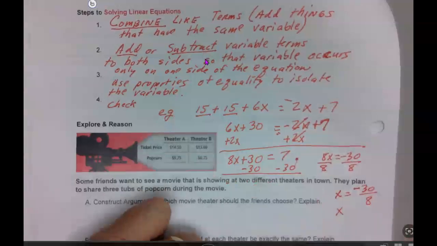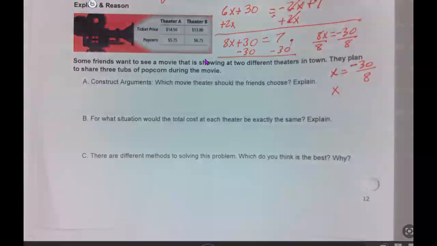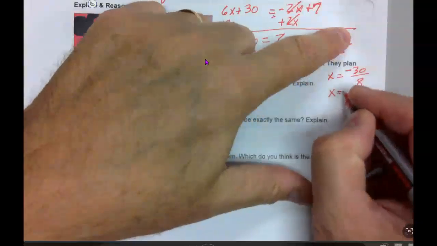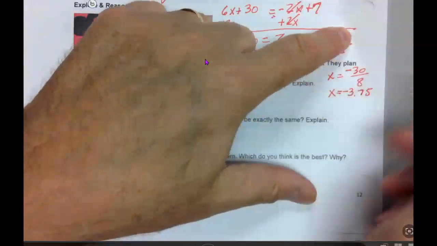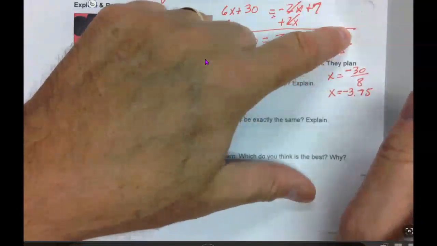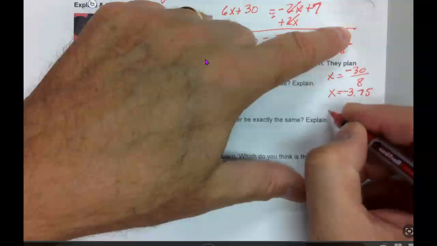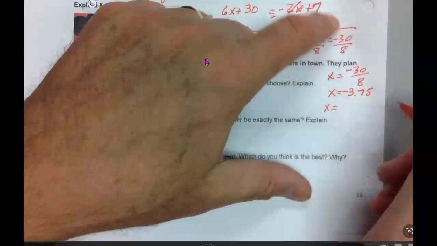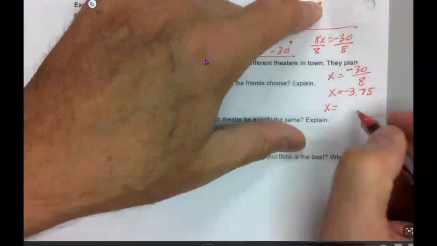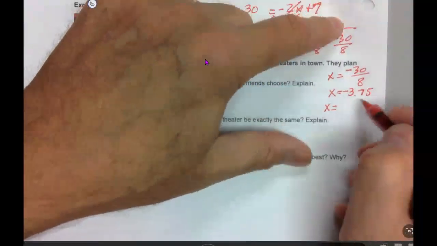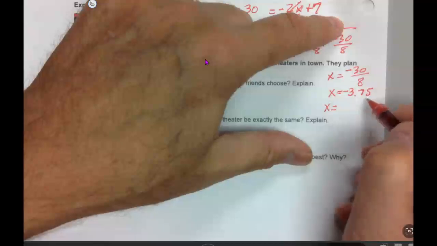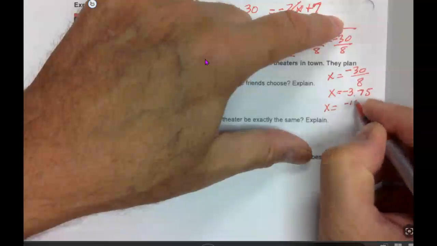So somebody on your calculator take negative 30 divided by 8 and tell me what you get. What'd you get as a decimal? Negative 3.75. Yep. Okay, now go math fraction. Hit math, then fraction. Everybody ought to be using the calculator so you know how to use it. So what do you get when you hit math fraction? Henry, what'd you get when you took negative 3.75 and changed it back to a fraction? Negative 15 over 4.